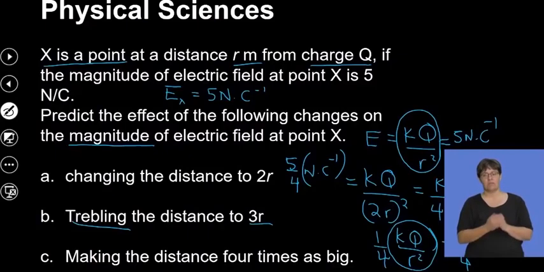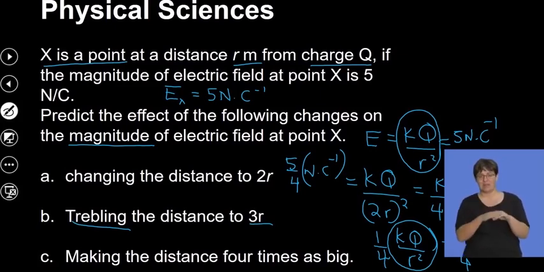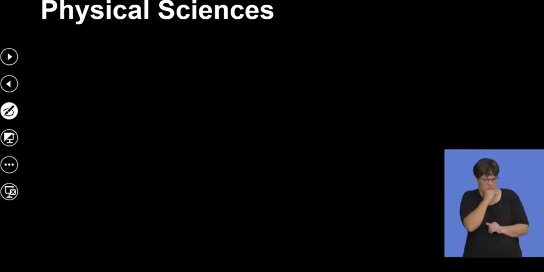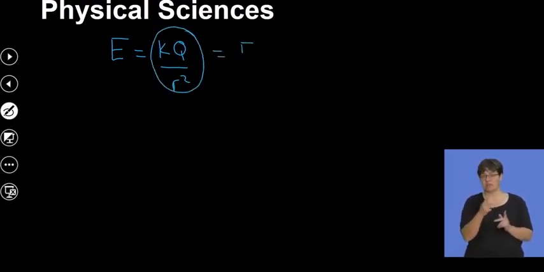Having said that, let's look at the case, because we're told that at point X, at distance R, the field is 5 newtons per coulomb. It means if we treble the distance, the magnitude of electric field at point X, 3 times the original distance away from the surface of the charge, would be even smaller than 5 newtons per coulomb. What does that mean? We know that E is equal to KQ over R squared, and we are told that it's 5 newtons per coulomb in magnitude.